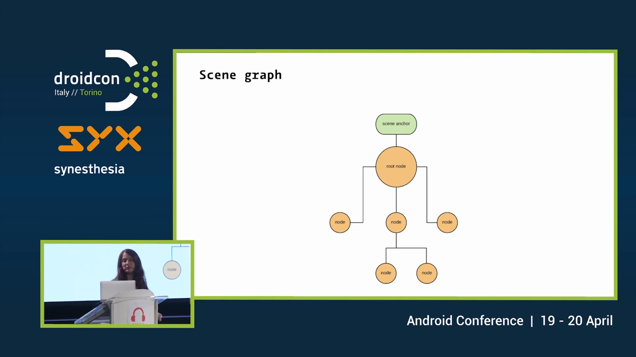Altogether, like I mentioned in the previous slide, these nodes form an N tree, where each node might have 0 to n children. They all descend from a single root node, which itself is attached to a scene anchor. And remember that an anchor is an object that ARCore gives us to track a real-world position across time.